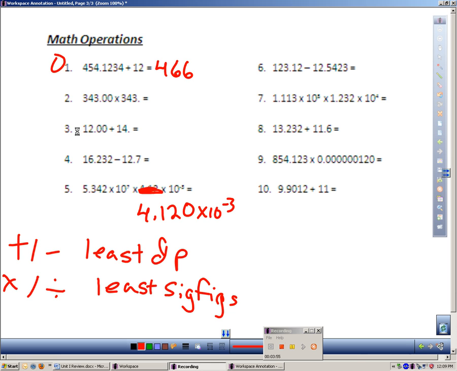So look at number 3. How many decimal places do I round to? None. I have no decimal place right here. So what's 14 plus 12, guys? 26. That's it. That's all we got. All right, look at number 4. How many decimal places do we round to? 1. Okay. Anybody got an answer for me?